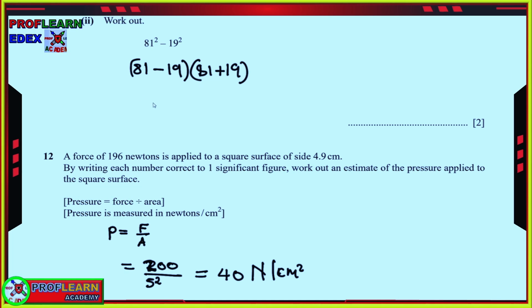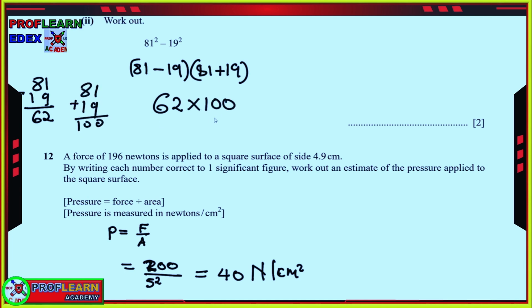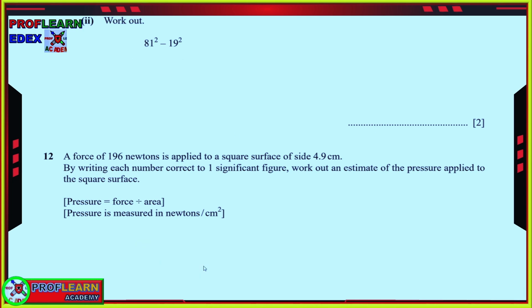You can see now we need to know what is the answer if you subtract 81 minus 19. That is going to be 62, right? And then 81 plus 19 we translate to what? This is going to translate to 100. So 62 times 100 becomes 6,200 in that case.